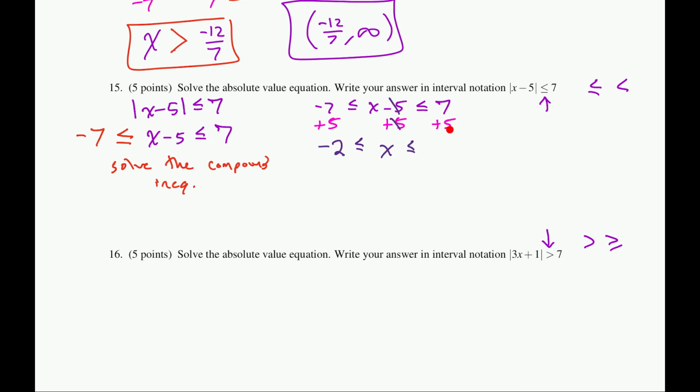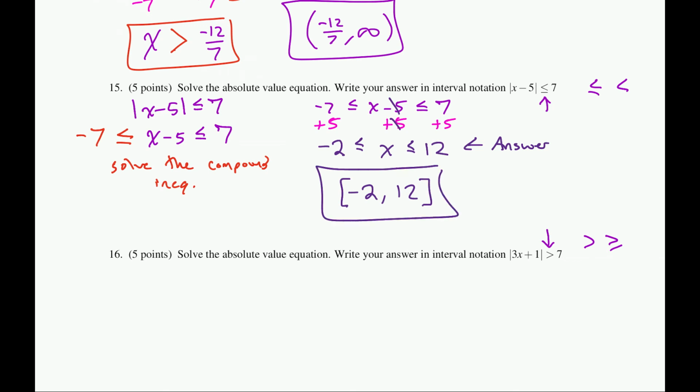And then 7 plus 5 is going to be 12. Okay, so there's your answer. In interval notation, this is going to be x is between negative 2 and positive 12. So that's simply negative 2, positive 12. We've got the equals kind, so square brackets, square brackets. Done.